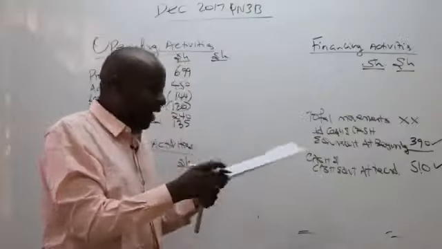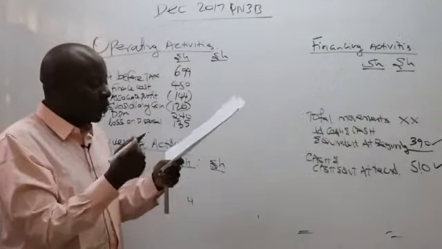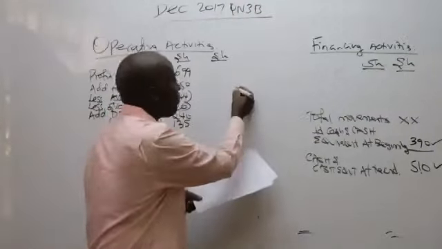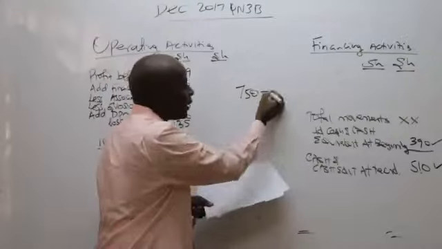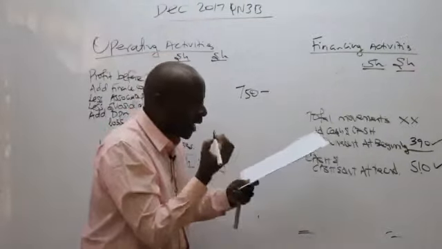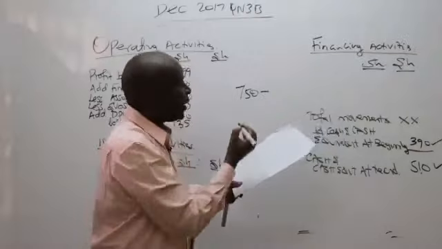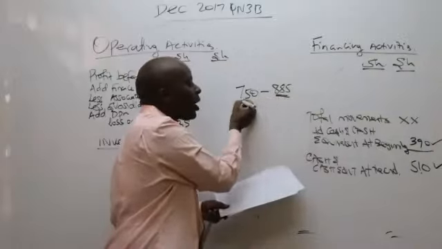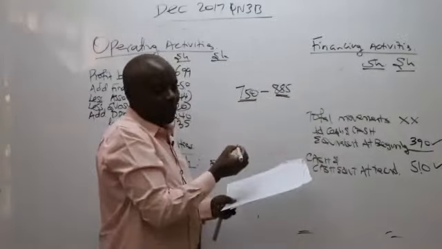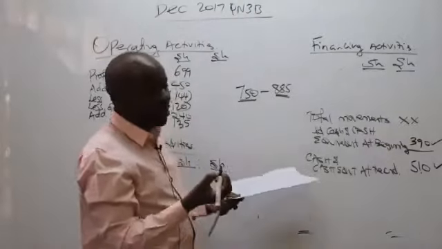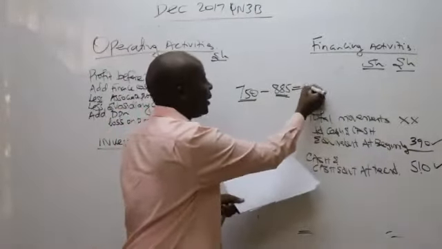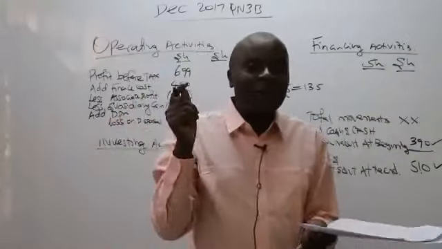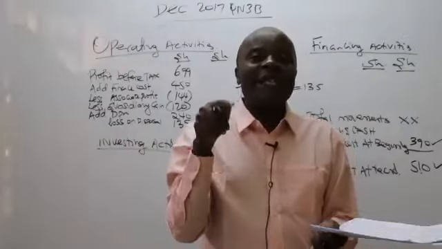How did we get the 135? It's very easy. We look at how much we received. The cash we received from the asset, from note number 2, was 750. And the carrying amount is 885. So an asset which is worth 885, we sold it for 750. This gives us a loss of 135. And this loss, we are told, was expensed in the cost of sales.